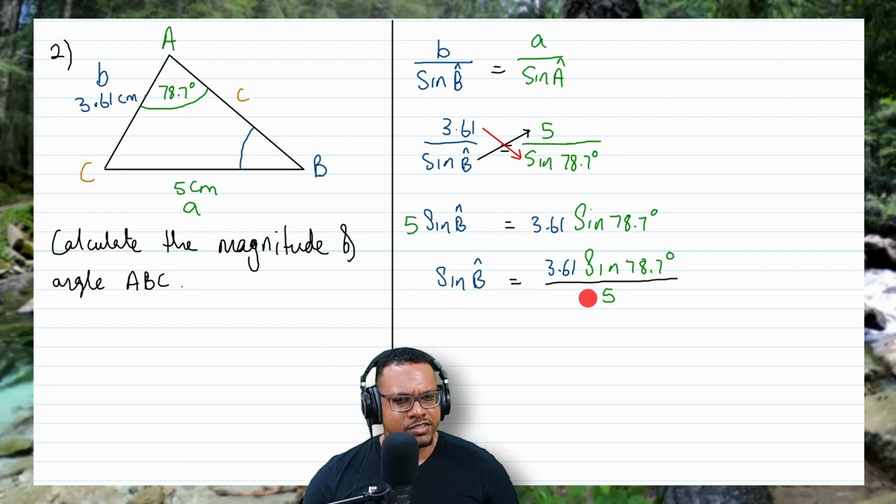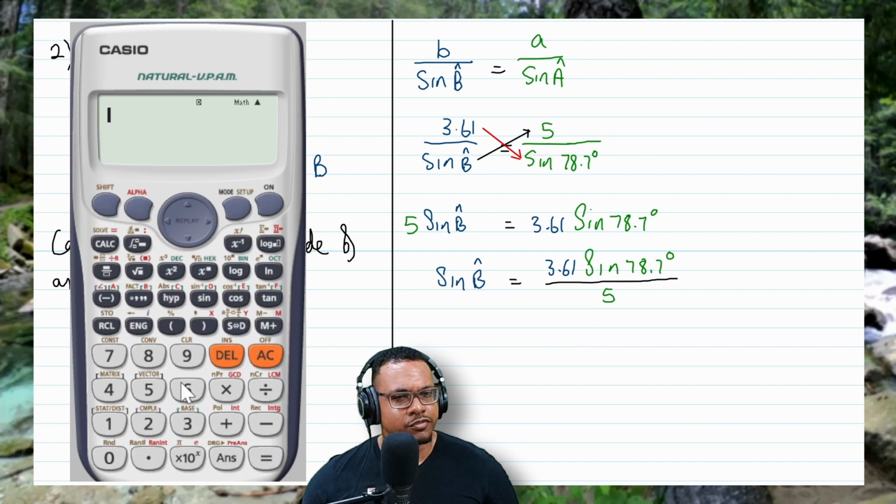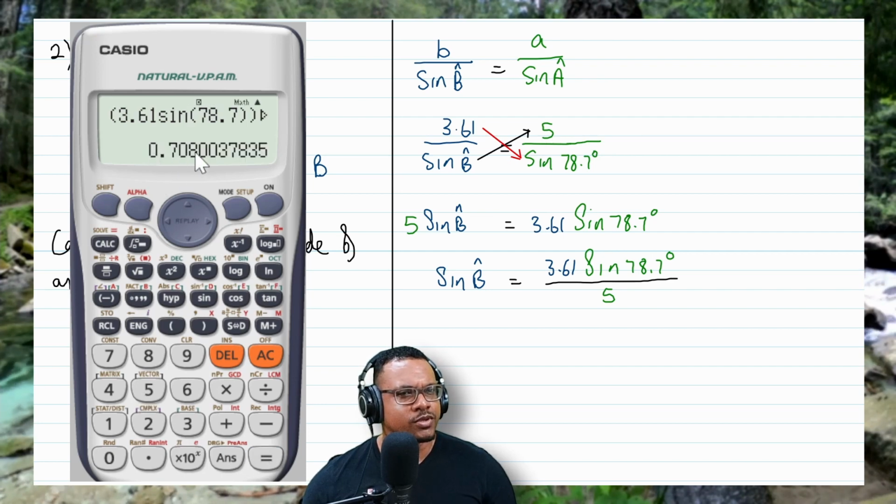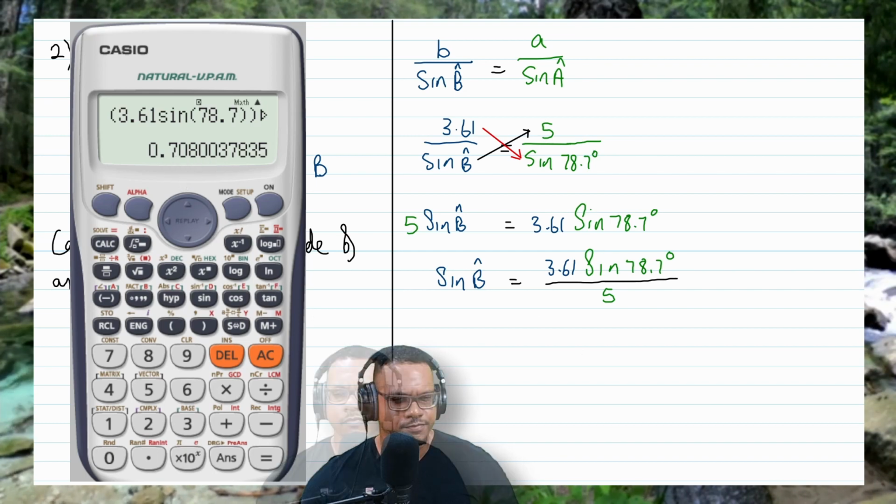All right, so I'll have to work all this out on the calculator. So for the numerator, I'll open brackets and put 3.61, then put sine 78.7. I'm going to close brackets because it opened the brackets for the 78.7. And then I need to close brackets because I opened brackets for the numerator. So close brackets here, then we're going to divide by 5. So press equal, and we get 0.70800. So I'll write that as 0.708.